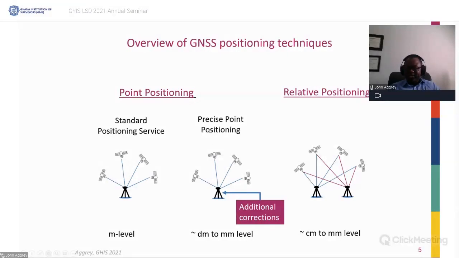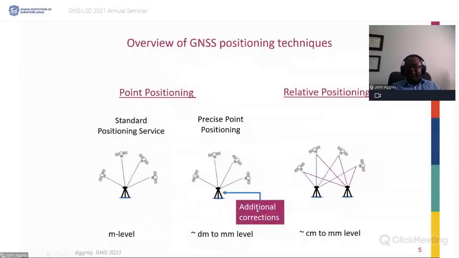In this particular positioning technique, again, you are also using a single receiver, determining the position of a particular point. You are not using it as a relative technique to any other point. It's an absolute positioning technique. But the only difference over here is that you are actually correcting for additional errors. And that's why I've put the additional corrections in place.